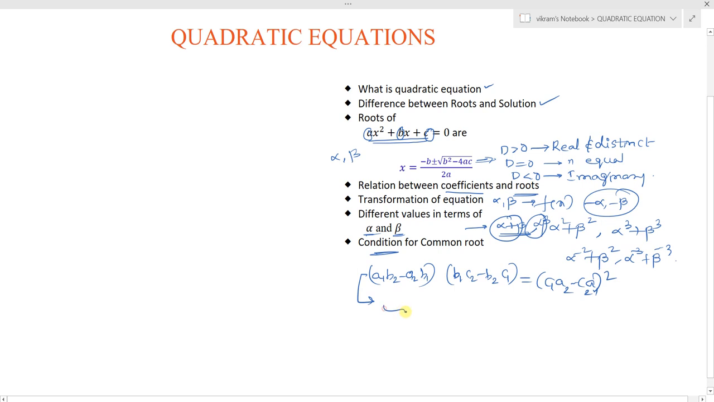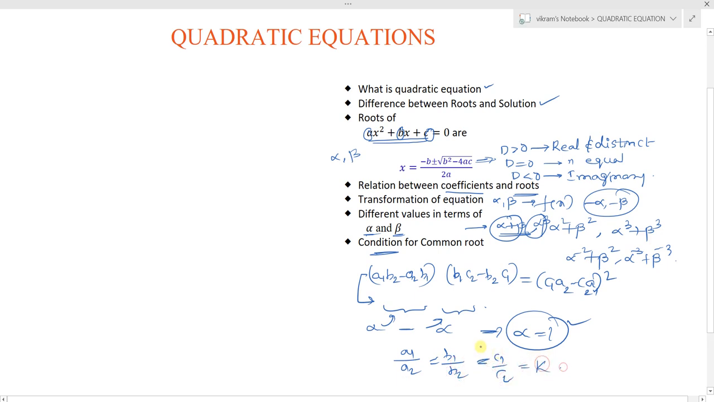The two equations are given. If one root is common, then substitute the root alpha in this one and in this one, then subtract the two, and we can find the value of alpha, the common root. If the equations have both roots common, then their ratios must be in the same proportion. For example, a1 by a2 equals b1 by b2 equals c1 by c2, which must be a constant.